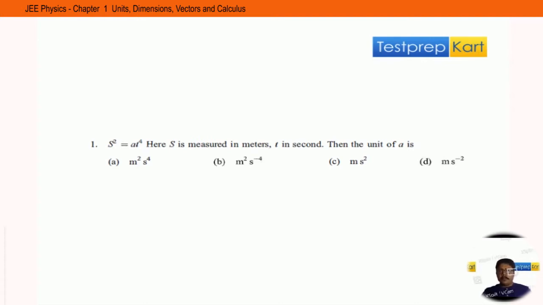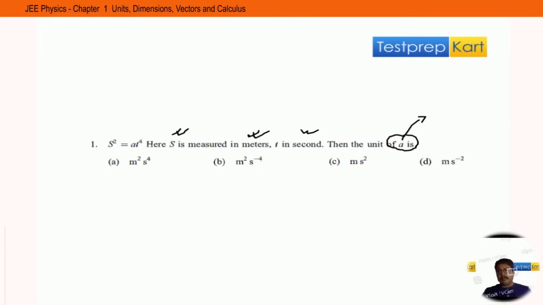So let's start with question number 1. This is a very important question. Here you can see the question: s square is equal to a t to the power 4. Here s is measured in meter, t is measured in second. Then what would be the unit of A?